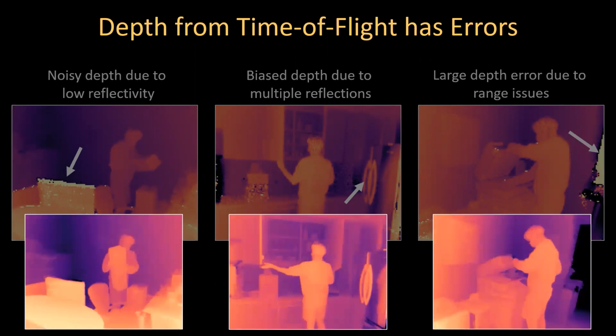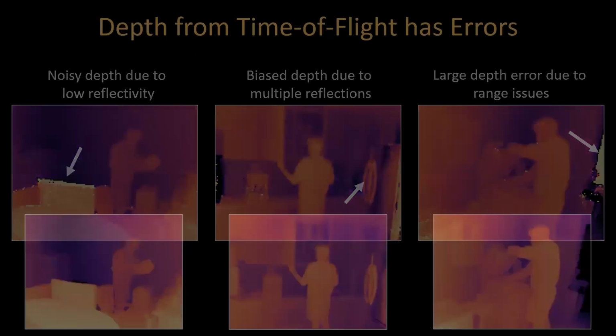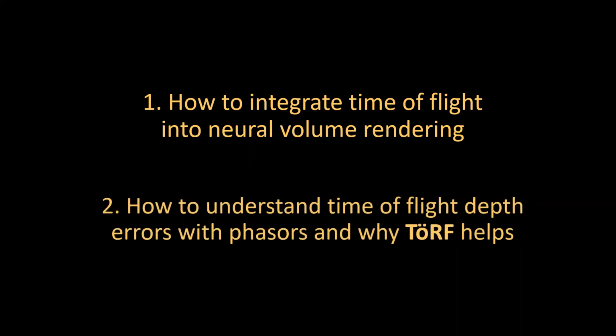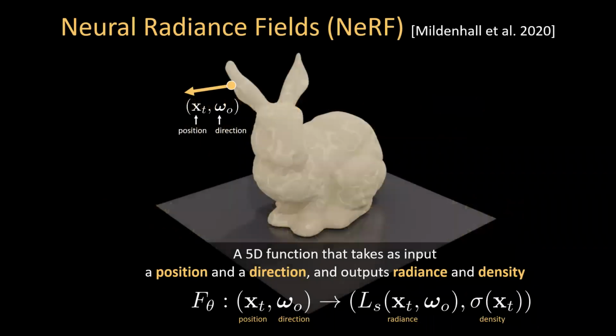Okay, we need to understand 2 things to really get to grips with this. The first is how to integrate time of flight into our neural volume rendering. And then the particular way that we're going to do this is with these things called phasor images. And we'll understand why that helps us in the reconstruction. Okay, you're probably all sick of this slide.